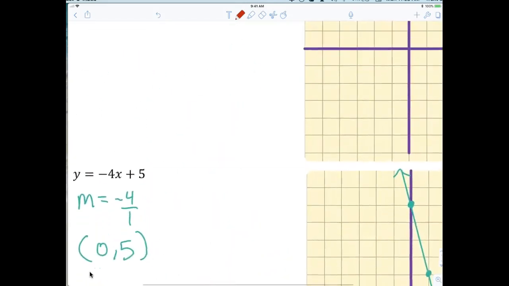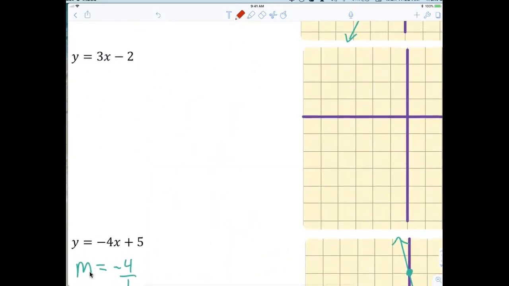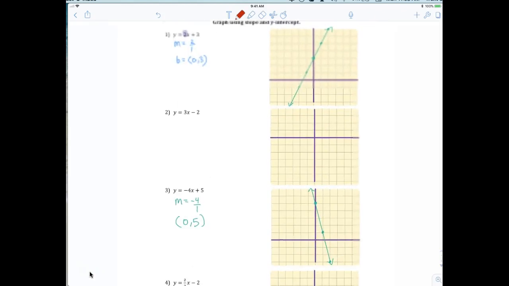Okay, so today the new topic is graphing using the slope and y-intercept. Last week we were able to graph a line by using a table. This week we're going to do it a little bit differently. We really don't need a table. There's a shortcut, which is called graphing by using the slope and y-intercept.